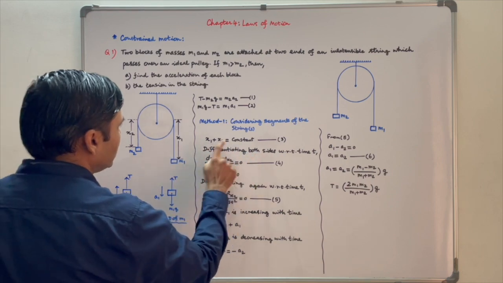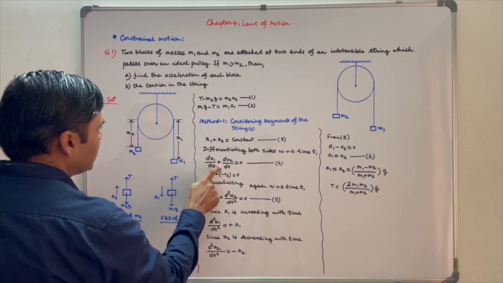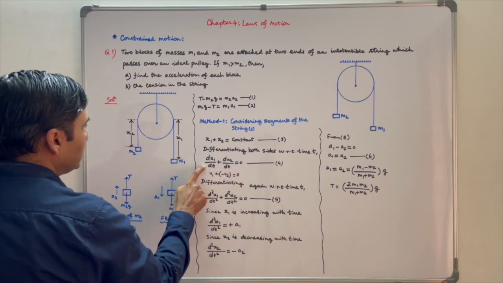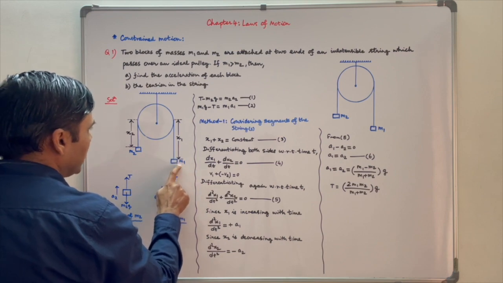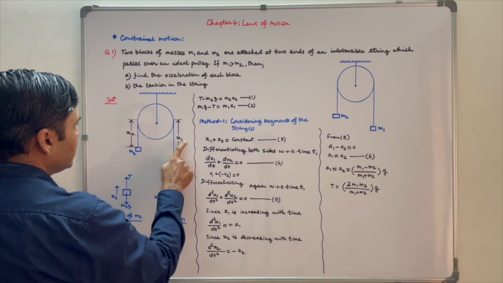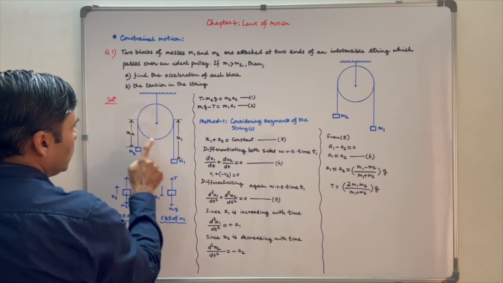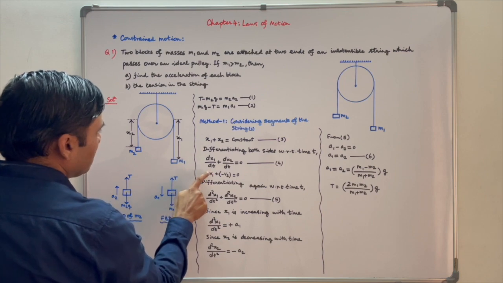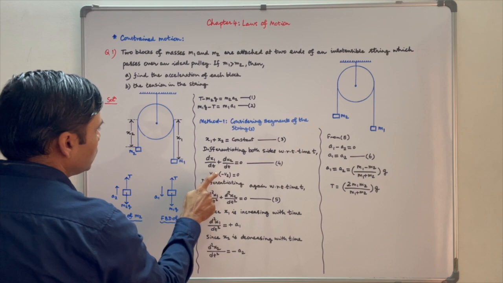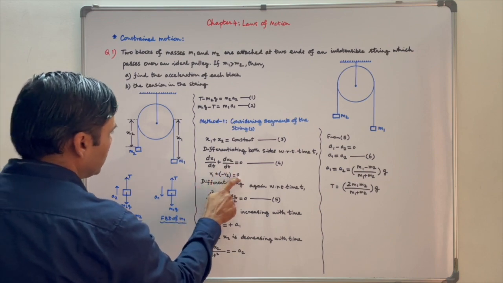Differentiating both sides of this equation with respect to time, we get dx1 by dt plus dx2 by dt is equal to 0, where dx1 by dt is the velocity of block m1 and dx2 by dt is the velocity of block m2. We are considering increase as positive and decrease as negative. So dx1 by dt we will write as plus v1 and dx2 by dt we will write as minus v2. So v1 minus v2 is equal to 0, or v1 is equal to v2.